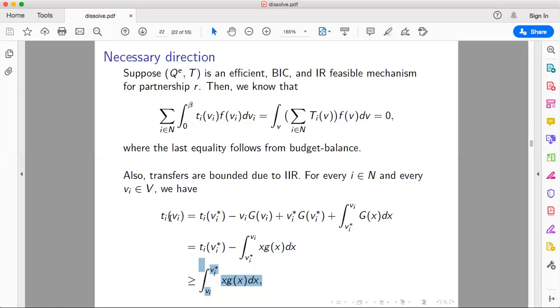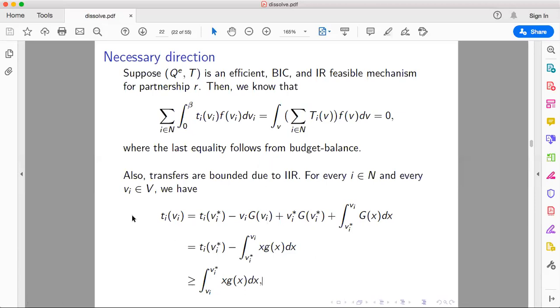And also efficiency: BIC, IR and efficiency. Of course, we are using efficiency in the first place itself, because this GVI is equal to QEIVI, right? So efficient allocation rules' interim probabilities. So we are using efficiency here. We have used budget balance here, and we have used everything else here.